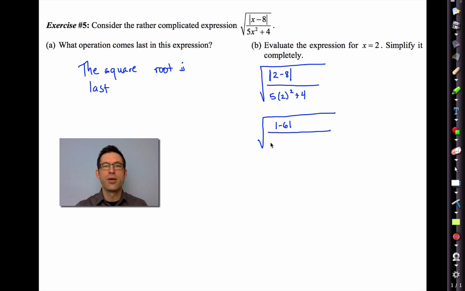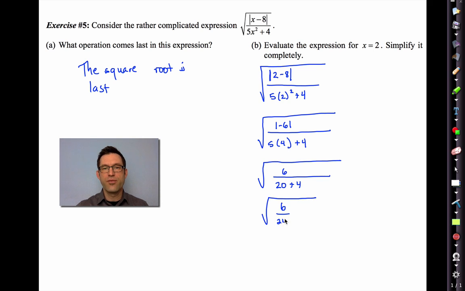Let's work the denominator. Of course, in the denominator, we've got to do that squaring first, so I'll do 2 times 2 and get 4. Take as many steps as you need. The absolute value of -6 is 6. That means the numerator is done. Then in the denominator, we're going to have 20 plus 4. And finally, we'll have 6 divided by 24.